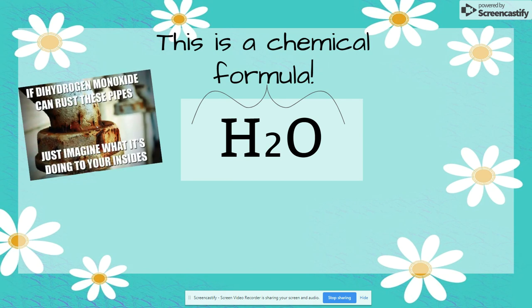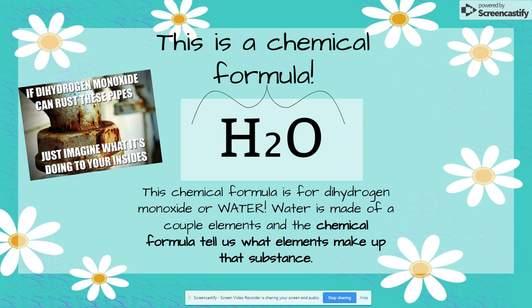But those scientific names do make little jokes like this make a bit more sense. So this chemical formula is for dihydrogen monoxide or water. Water is made up of a couple of elements, and the chemical formula tells us what the elements make up that substance. You can always think of chemical formulas as almost a recipe card. It tells you what the ingredients are and how much of each ingredient there is going to be.